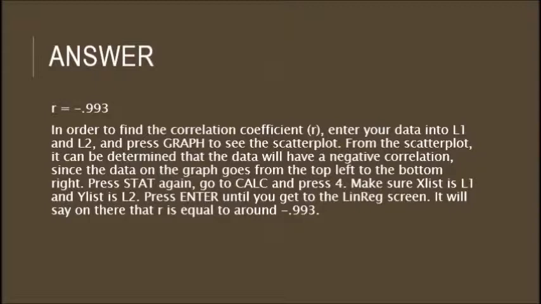Press stat again, go to calc, and press 4. Make sure X list is L1 and Y list is L2. Press enter until you get to the line reg screen. It will say on there that R is equal to around -0.993.